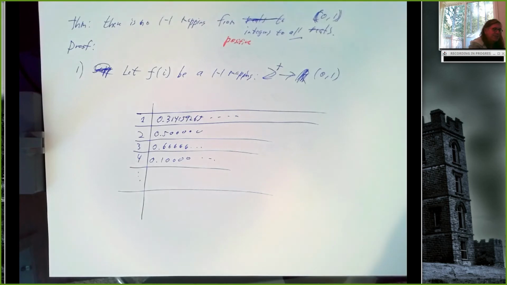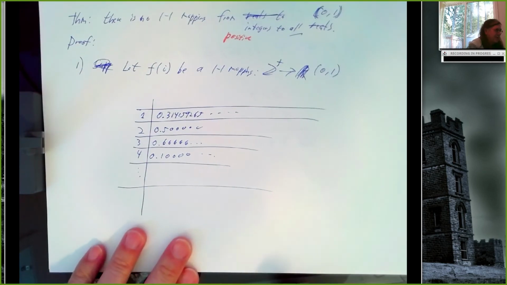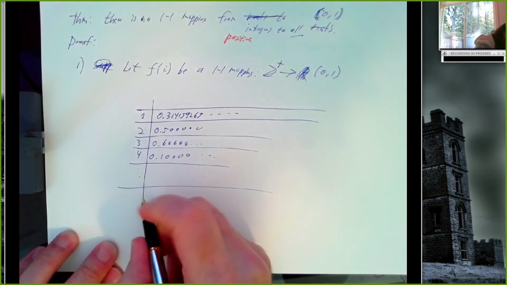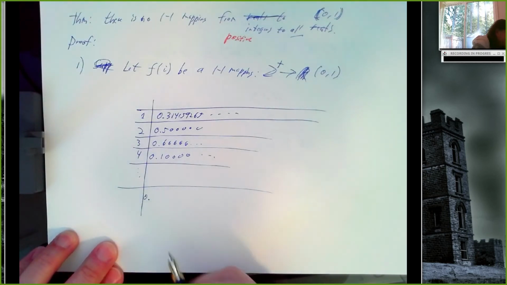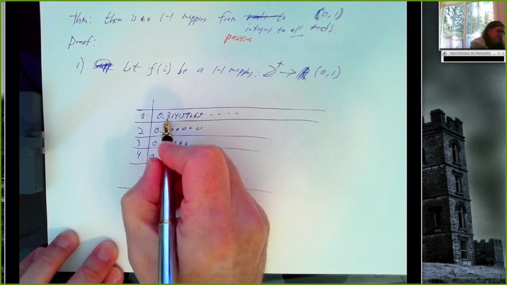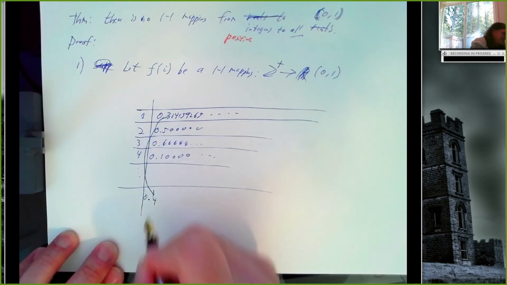And we can get a contradiction out of this really easily. So what we do is we construct a new real number between 0 and 1. And we construct this number as follows. We start with a 0 point. And the first digit of this new number is the first digit of this first number plus 1. So since this is a 3, we're going to write down a 4.